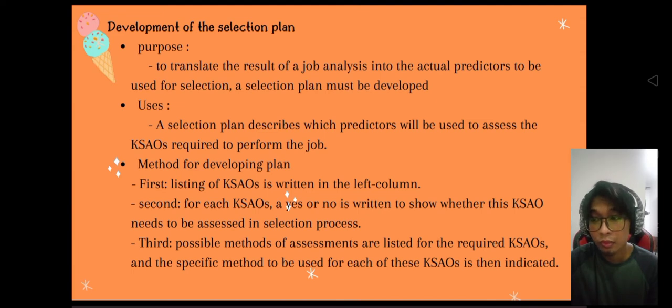Development of the selection plan. Purpose: to translate the results of a job analysis into the actual predictors to be used for selection. A selection plan must be developed, and the selection plan describes which predictors will be used to assess the KSAOs required to perform the job. Method for developing the plan. First, a listing of KSAOs is written in the left column. Second, for each KSAO, a yes or no is written to show whether the KSAO needs to be assessed in the selection process. Third, possible methods of assessment are listed for the required KSAOs, and the specific method to be used for each of these KSAOs is then indicated.